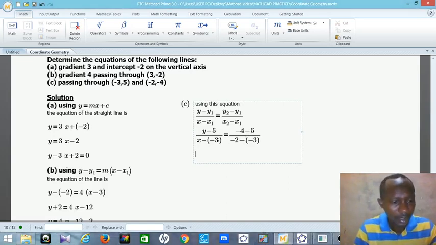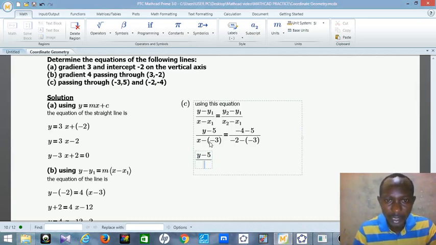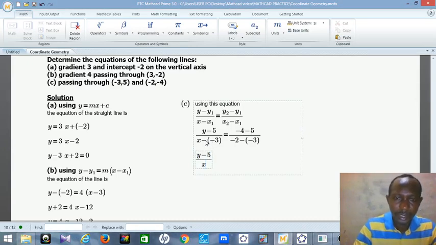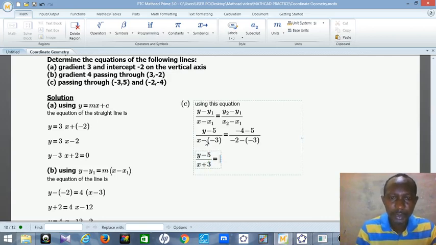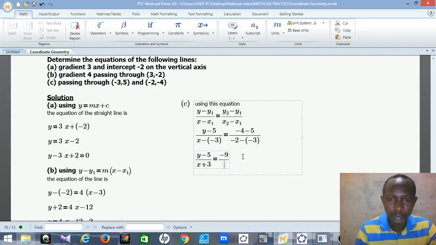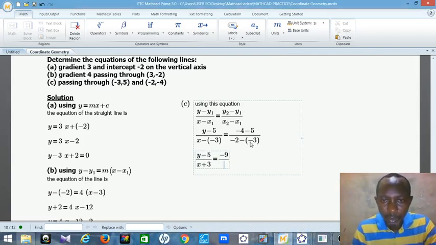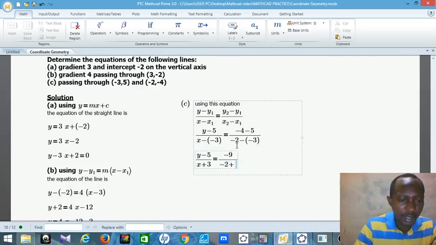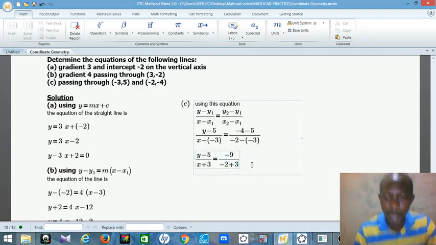So I have y minus 5 in the numerator, divided by, you open bracket, x minus times minus is going to give us plus. So x plus 3, which is equal to minus 4 minus 5, which is going to give us minus 9, then divided by, minus times minus here is plus. So minus 2 plus 3. That's what we have in the denominator.